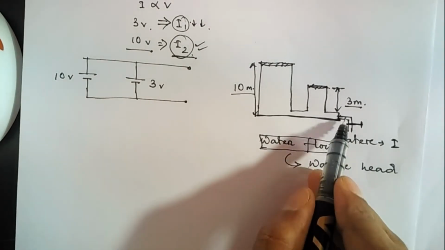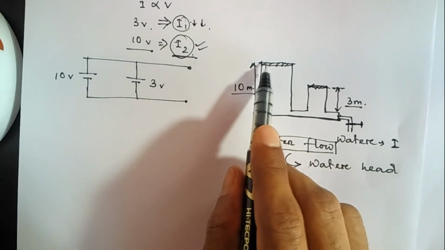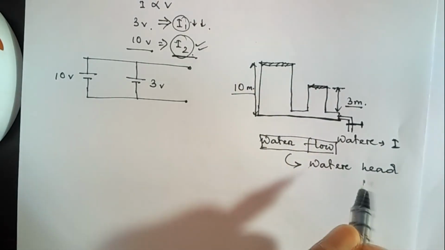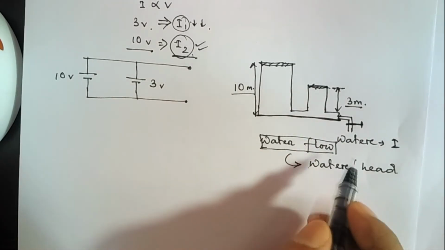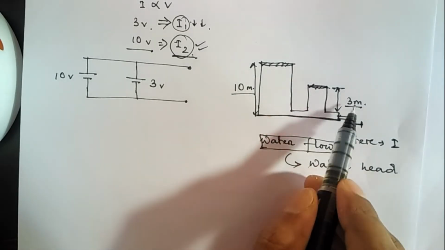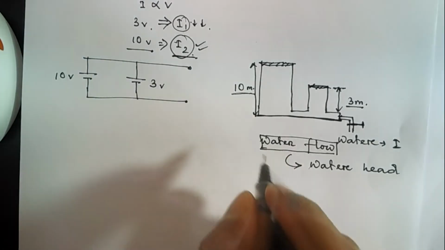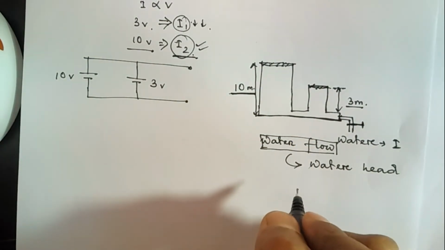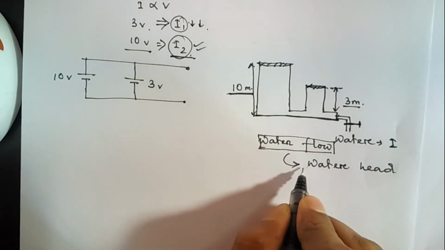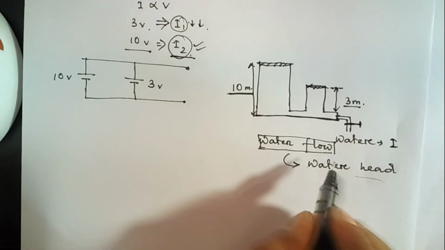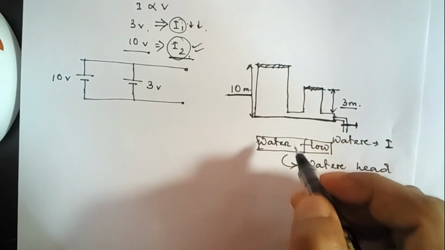So the current flowing through this way, or the water flowing through this way, depends on the water head. This is the water head. So when will water flow heavily, if the water head is 3 meter or if the water head is 10 meter? Only if the water head is high will the water flow heavily. So water flow depends on the water head, or the pressure of the water. Water head high means the pressure is higher.